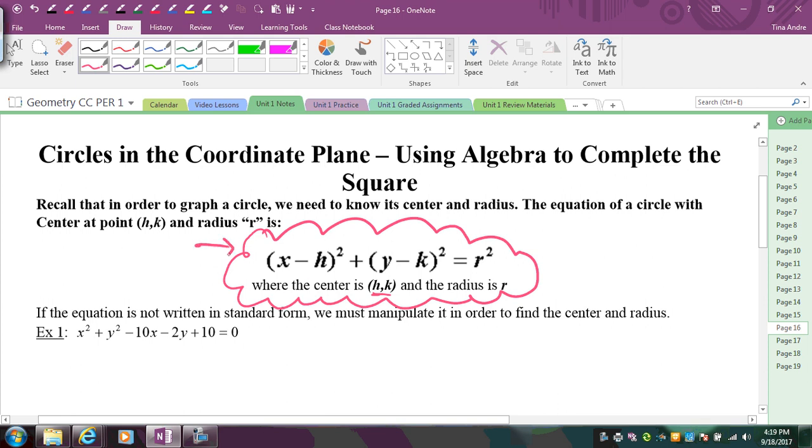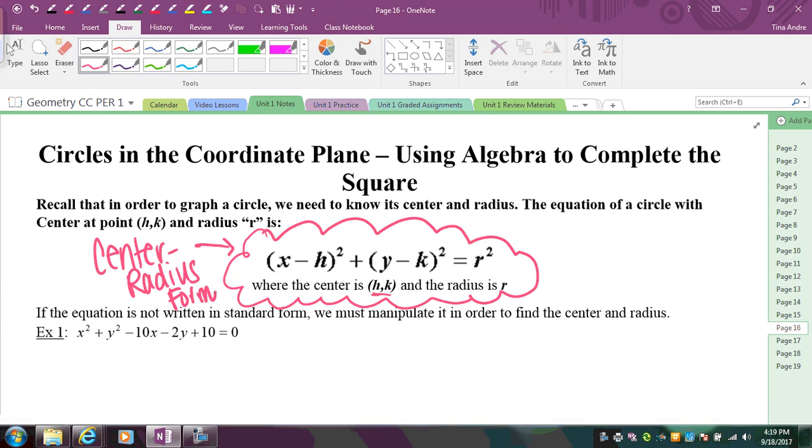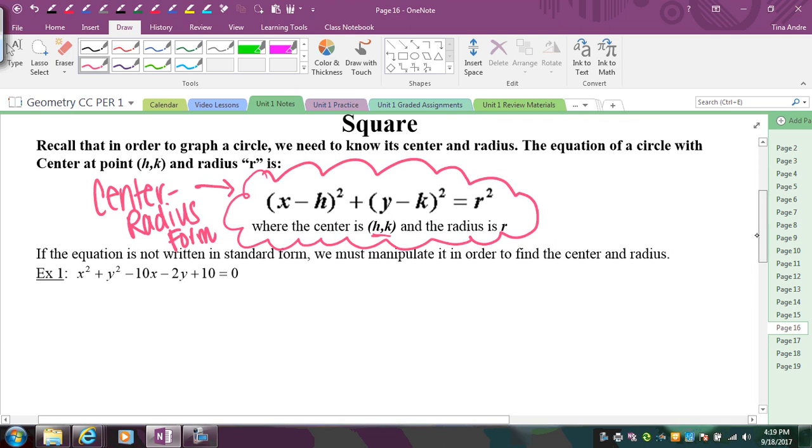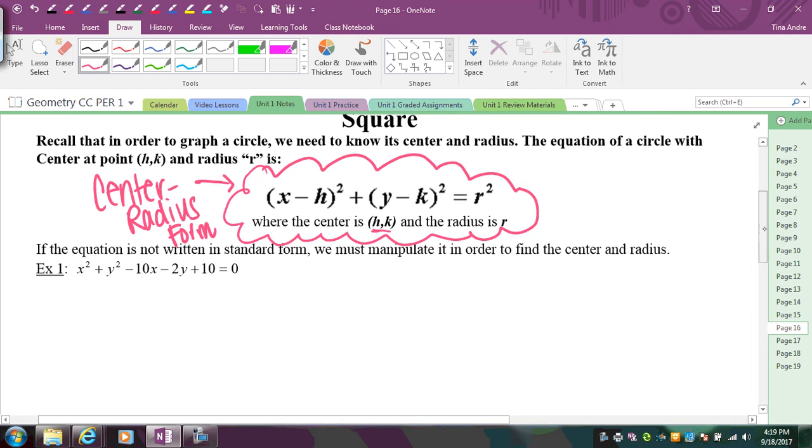So this right here is in center radius form, and that's our end goal, because that's really what's going to be helpful for circles. If you have them in center radius form, then you know the center, you know the radius, and maybe that's all you need, or maybe you need to graph it, and those are the two things that you need. So this first example, we have this in standard form. Our goal, if we're trying to come up with the center and the radius, is to first get this into center radius form.